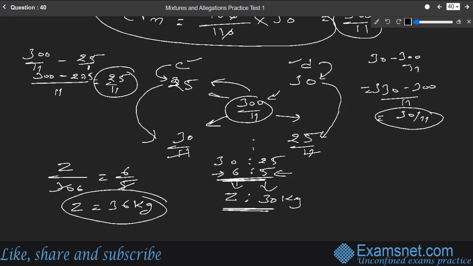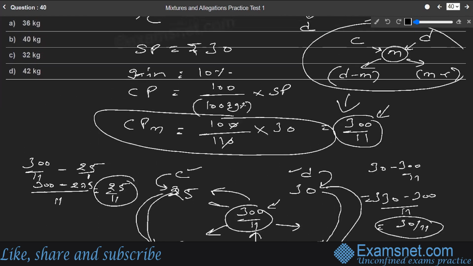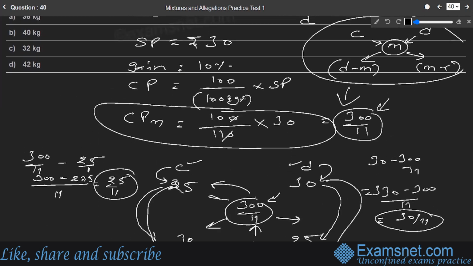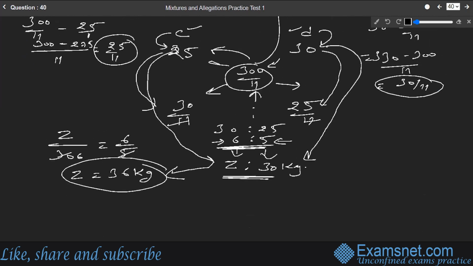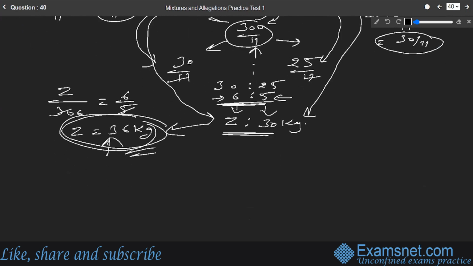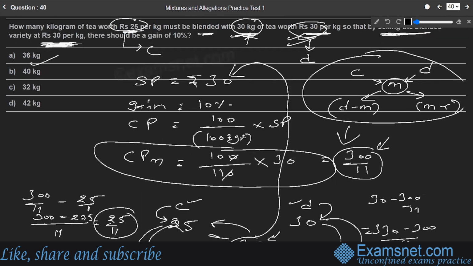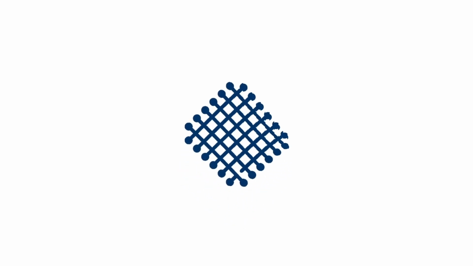So the cheaper part, the 25 rupees type tea, should be mixed as 36 kg, and the 30 rupees type tea should be mixed as 30 kg to give the mean price as 300 by 11. And by selling it by gaining 10% profit, we get the selling price which was given to be 30. So we can track our question once again. The tea of 25 rupees per kg to be mixed in the quantity of 36 kg should become the right answer, which is available in option A, and is the right answer.